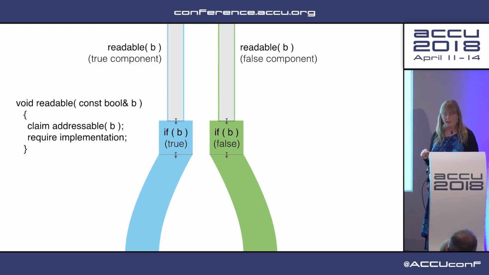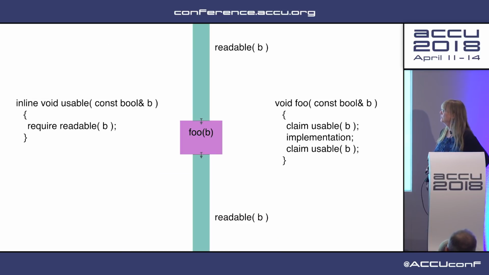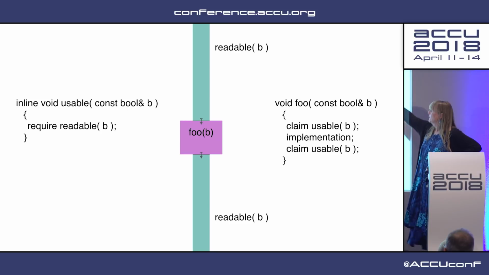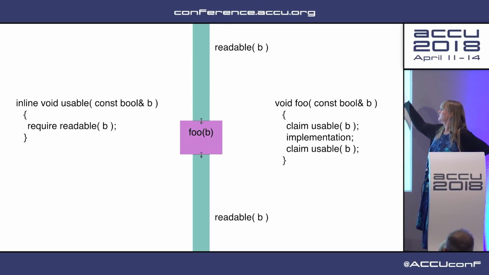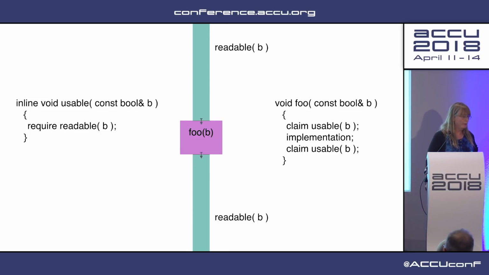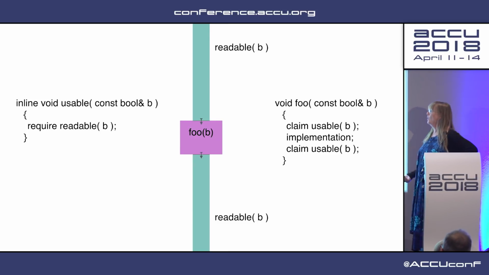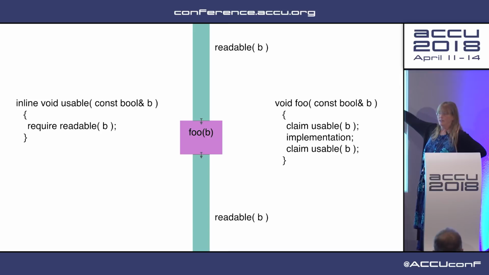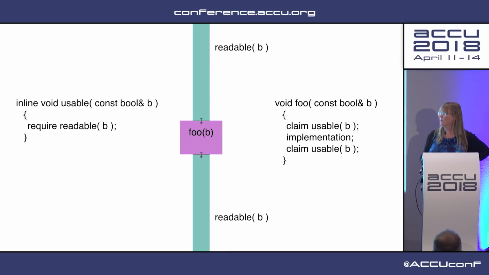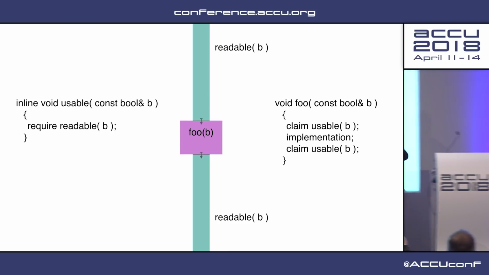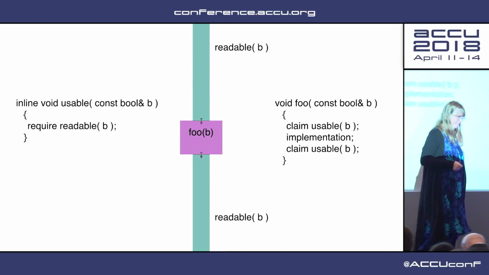The same thing applies if we have a function that takes a const Boolean parameter here. Here, this function foo takes const bool reference b, and like any good function, it requires that its parameter be usable on the way in and on the way out. Usable for a const Boolean is just readable.